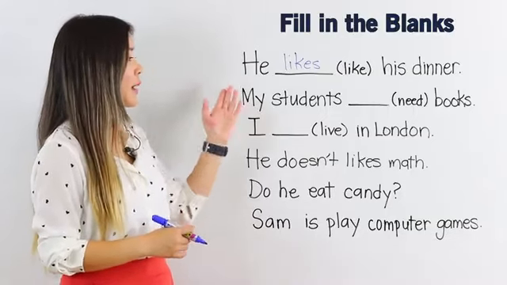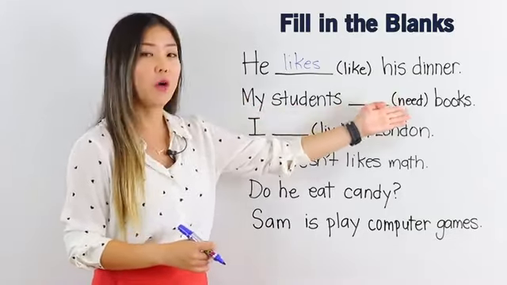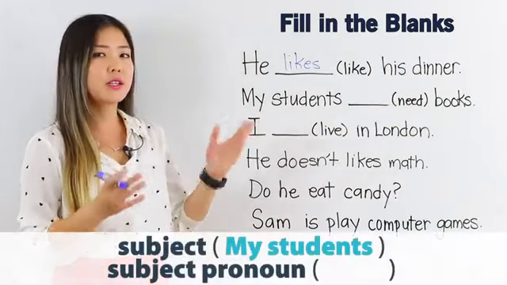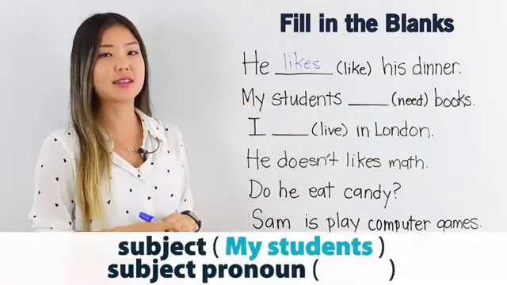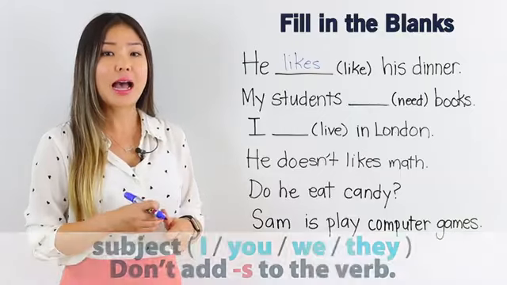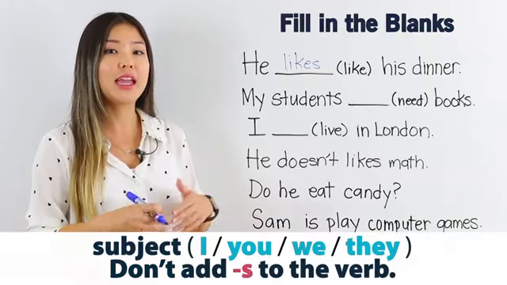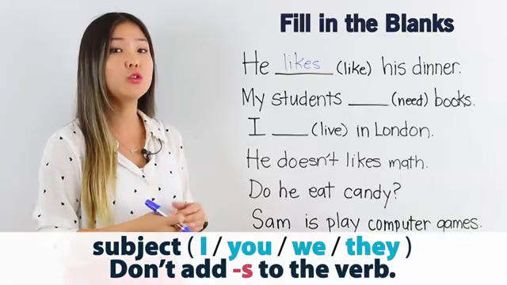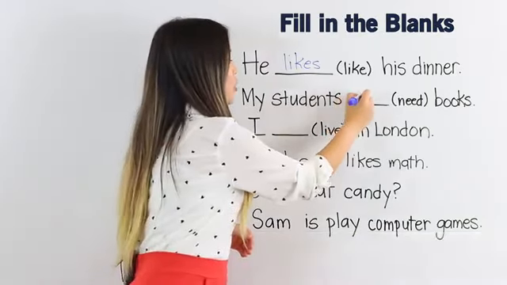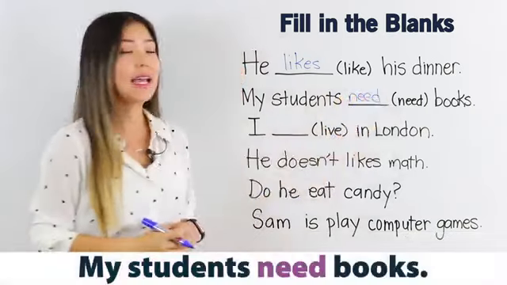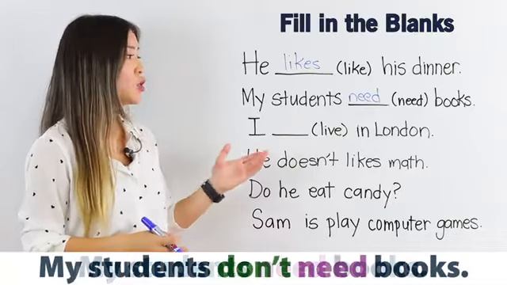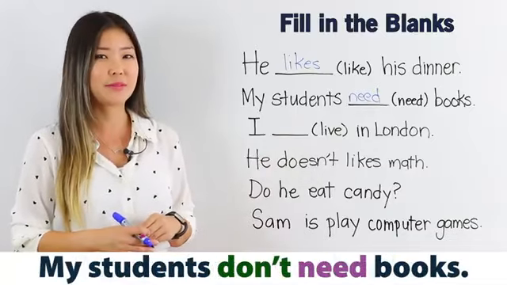The next sentence says, my students blank. I want you to think of need, books. What is the subject pronoun for my students? The correct answer is they. If the subject is I, you, we, or they in the present simple tense, we don't change the verb. We keep it as is. So the correct answer is, my students need books. Now for the negative, you can say, my students don't need books.